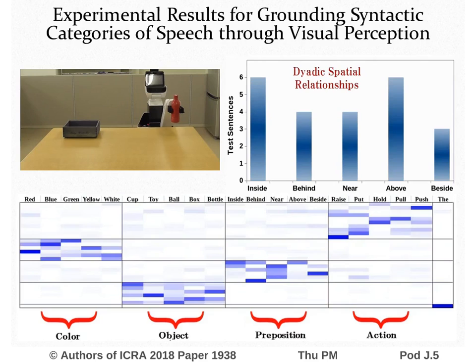This last slide shows some results for grounding syntactic categories of speech through visual perception, so as to allow the robot to raise the red bottle beside the box. The figure to the right shows that the system was able to learn the meaning of spatial prepositions and spatial relationships between the referent and the landmark successfully.